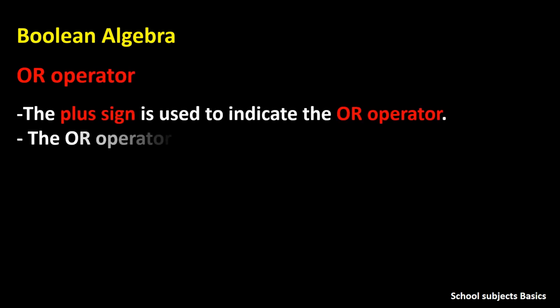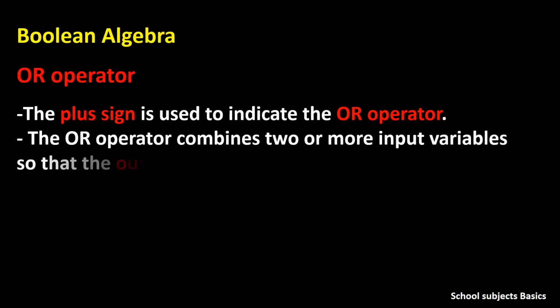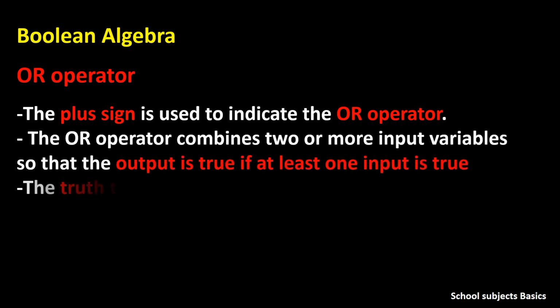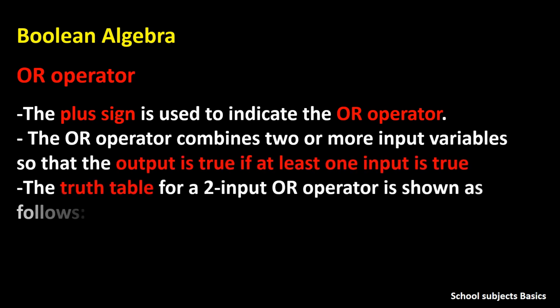Now, what is meant by the OR operator? The plus sign is used to indicate the OR operator, and it combines two or more input variables so that the output is true if at least one input is true. So once again, the main thing is that the output is true if at least one input is true. And now the truth table for the two-input OR operator is shown as follows.